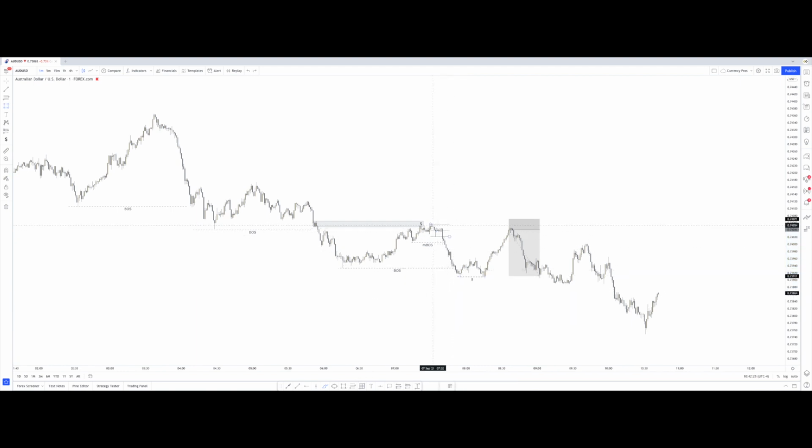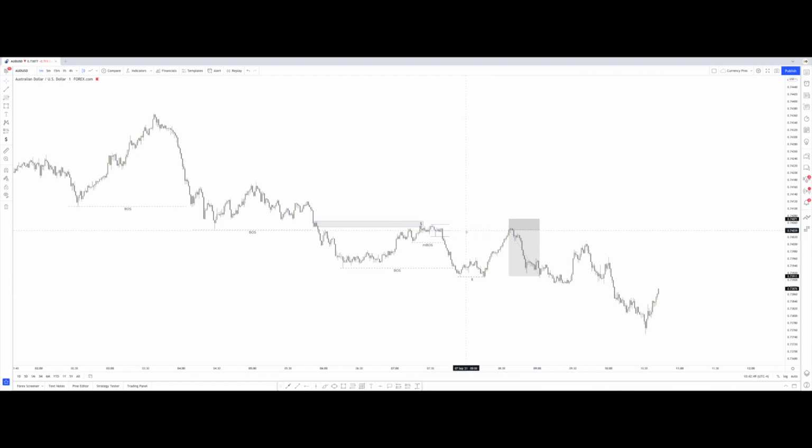Which was right here. Now, instead of getting too specific, I just kind of highlighted this general consolidation area because it would still allow me a comfortable 3-pip stop loss. So I just decided to not get too greedy with it. I just target the entire zone there instead of trying to narrow it down to one specific candle. So I highlighted the whole zone.